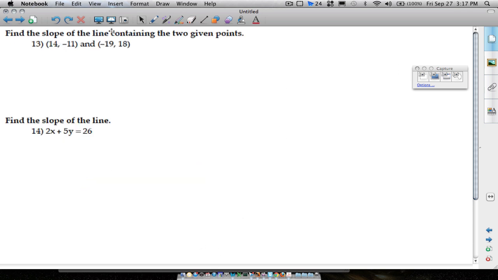All right, 13. Find the slope of the line containing the 2 given points. The formula for slope, you can either take y1 minus y2 over x1 minus x2, or you could take y2 minus y1 over x2 minus x1. Either formula works the same as long as you keep the y1 and the x1 first, or if you were to use the x2 and the y2 first. Don't be getting the x's and y's mixed up.